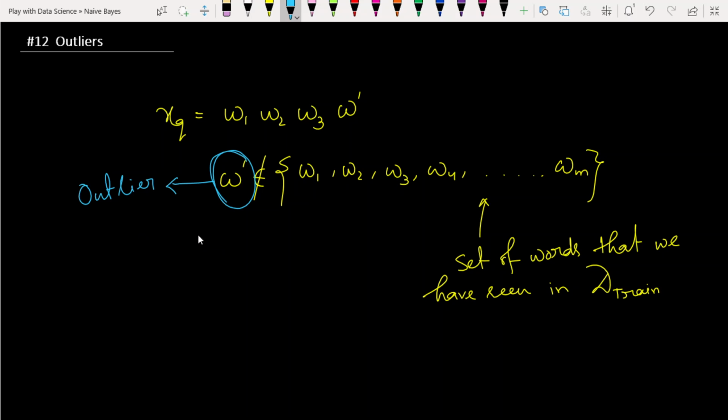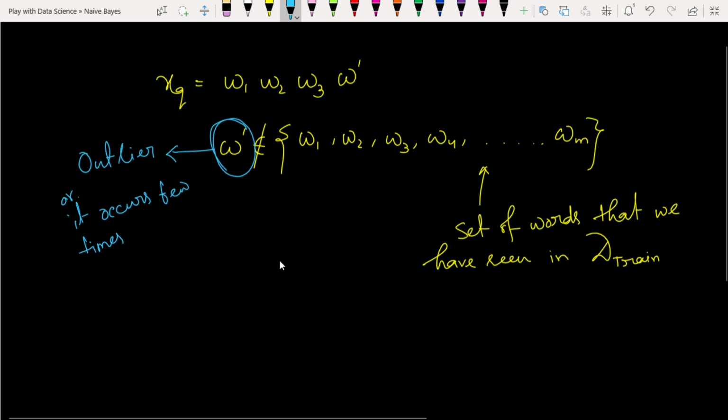How to handle this kind of word? You can see this word occurs only one time, or it belongs to another language, so it does not belong to our data corpus. Or this outlier occurs only a few times. Then this word is called an outlier.